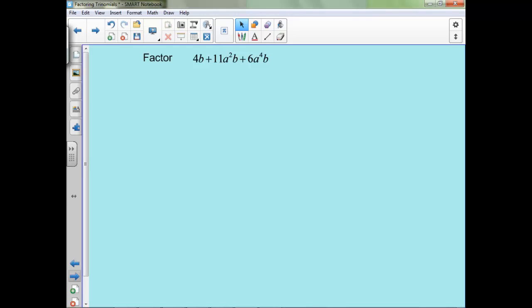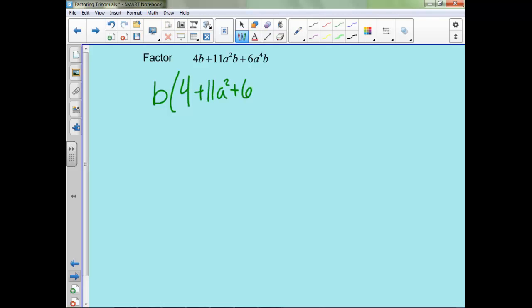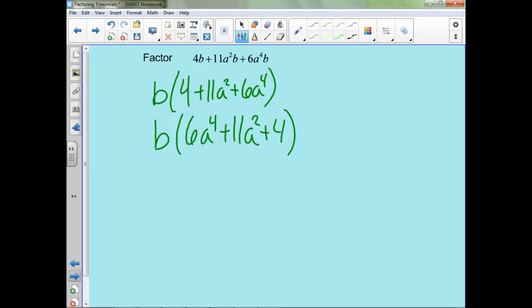Alright, so now we're going to factor this trinomial. So once again, let's see if they've got a common factor or a GCF. It looks like we can take a b out. So we're left with 4 plus 11a squared plus 6a to the 4th. And once again, let's put them in order with our highest exponent. And now, even though this is a to the 4th, that's okay because this is a 4th and this is a squared, just like we had x squared plus x. Notice if we had squared both, we'd get to the 4th and a squared, so that's okay.